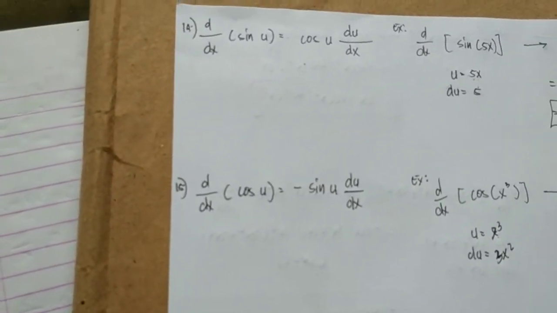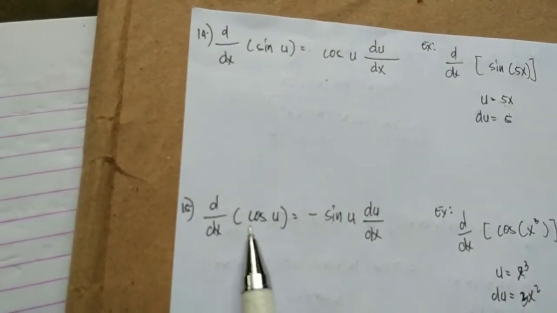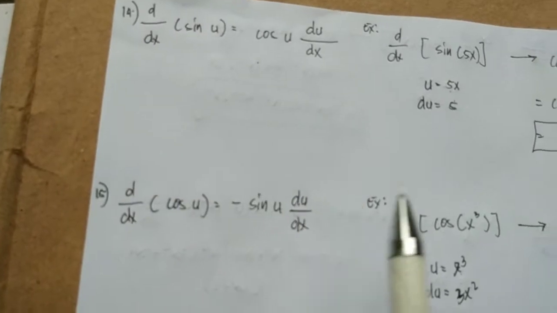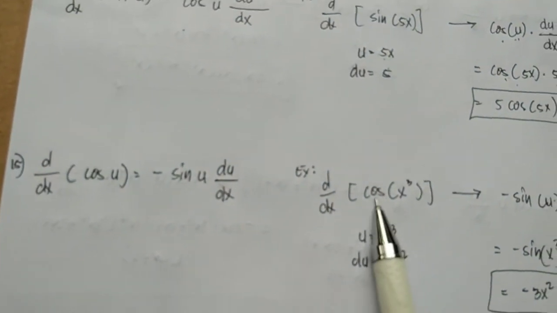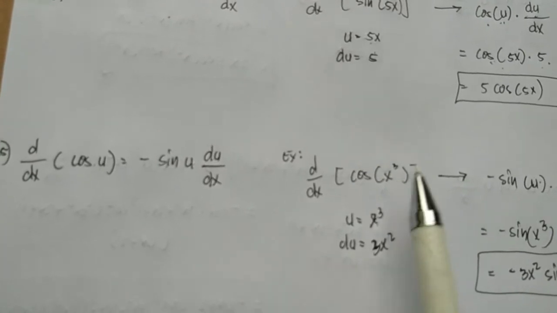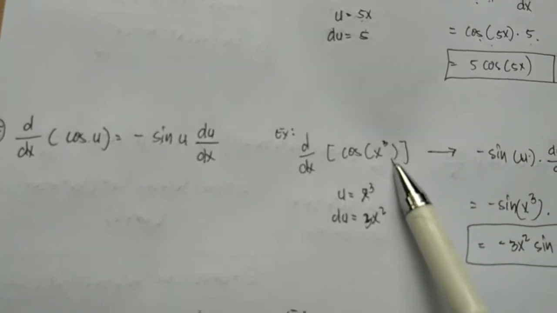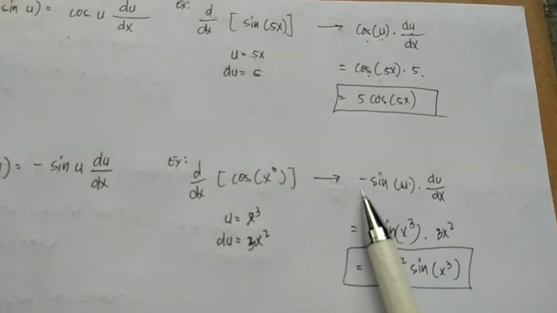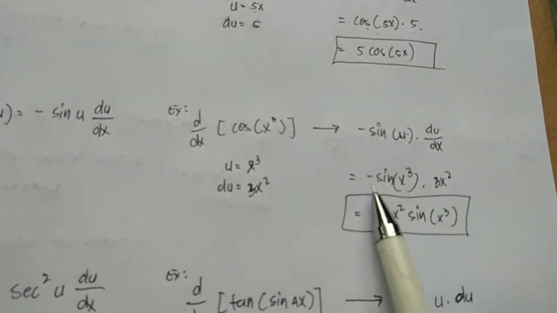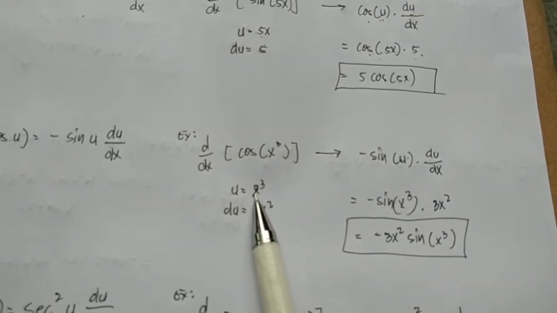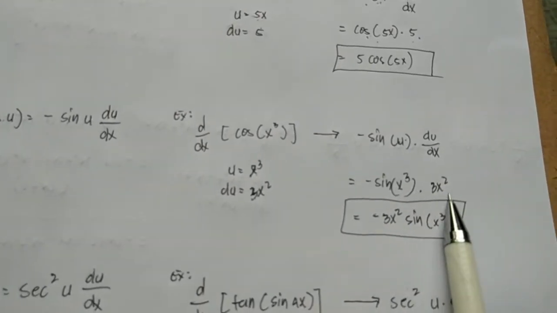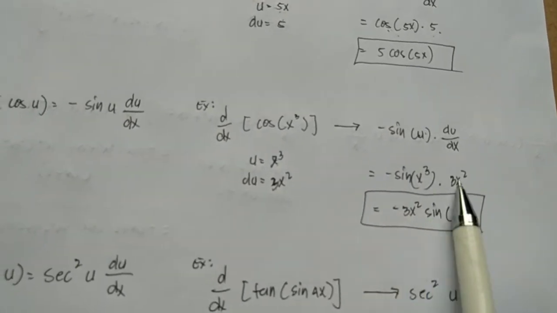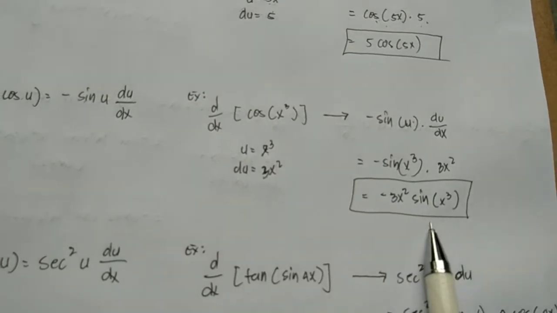So for number 15, the derivative of cosine u is negative sine u du. For example, we have d over dx of cosine x cubed. So your u is x cubed, and du is 3x squared. Use the formula negative sine u du: negative sine of your u, x cubed, times the derivative of your u, 3x squared. So that is our final answer: negative 3x squared sine x cubed.